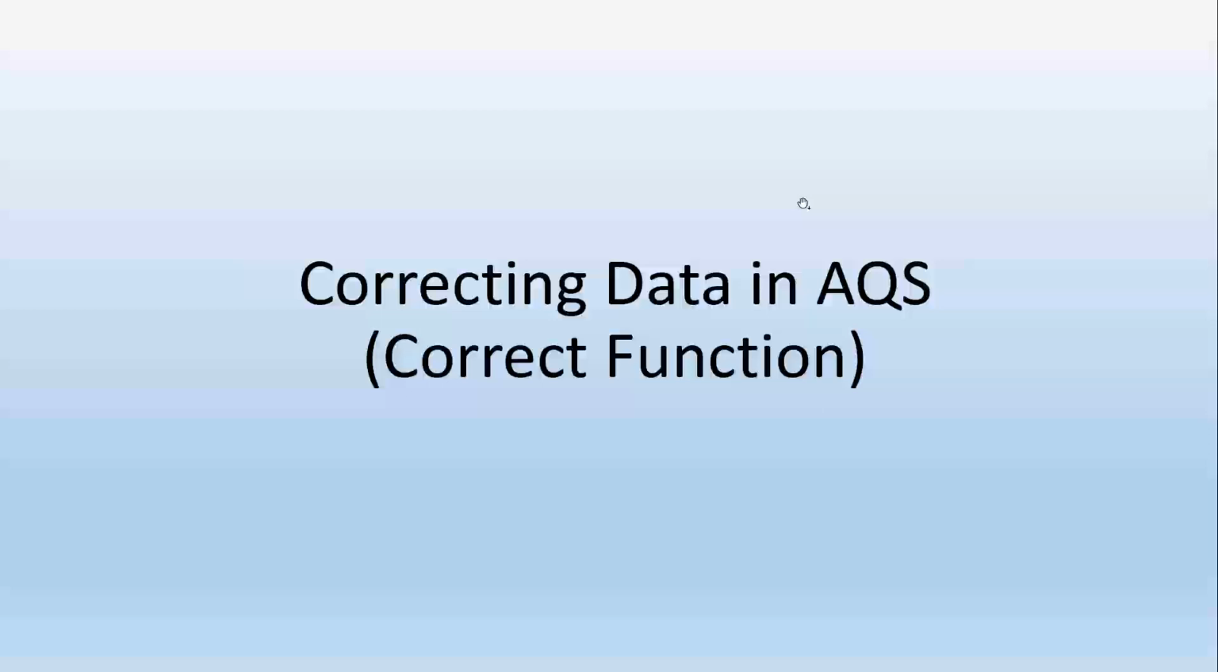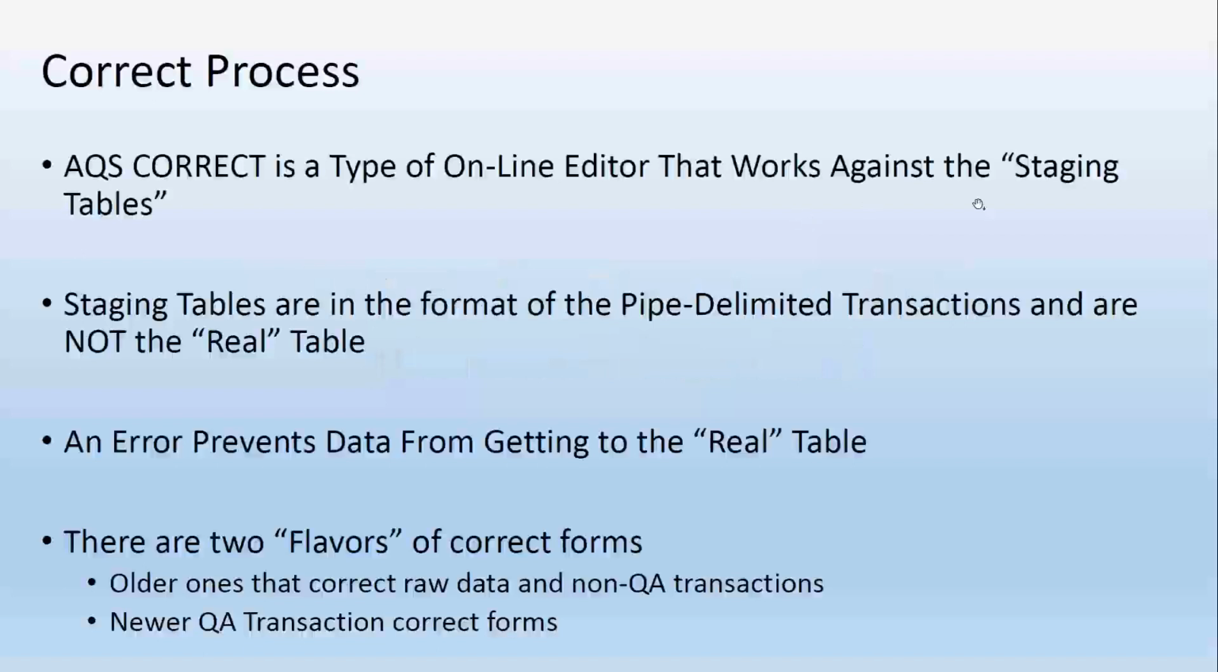So essentially, correct, as we talked about, when you load data in AQS, it first goes into the staging tables, and then it goes from the staging tables into what I would call the production tables in AQS if it passes the business rules for that given transaction. If it doesn't pass the business rules, if it throws an error, then it's staged in the staging table.